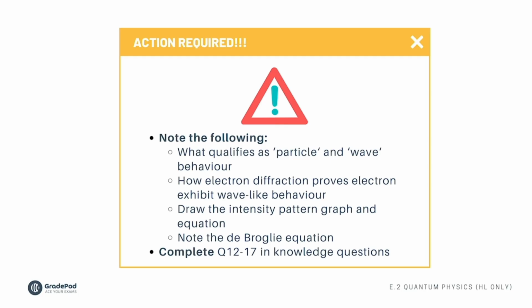So with that in mind, let's head to your revision note template. Write down what qualifies as particle and wave behaviour. Of course, wave behaviour is, can it be diffracted, can it be reflected, and so on. Particles are, does it have mass, is it compact, and so on. Then, write down how electron diffraction proves that the electron exhibits wave-like behaviour. Draw the intensity pattern graph and the equation, which is, of course, sine theta equals lambda over d.